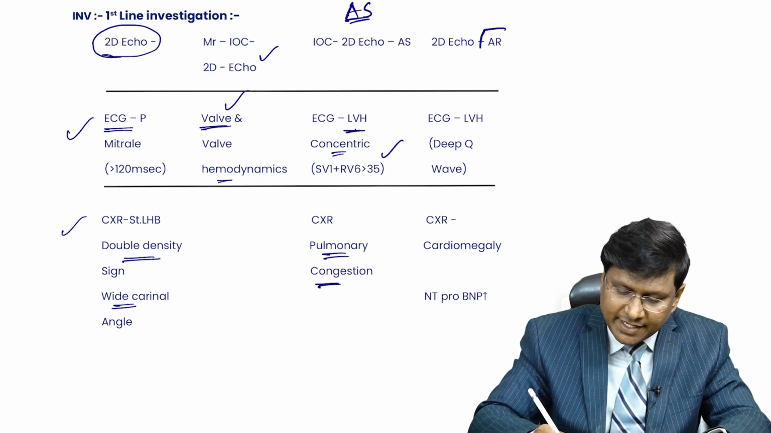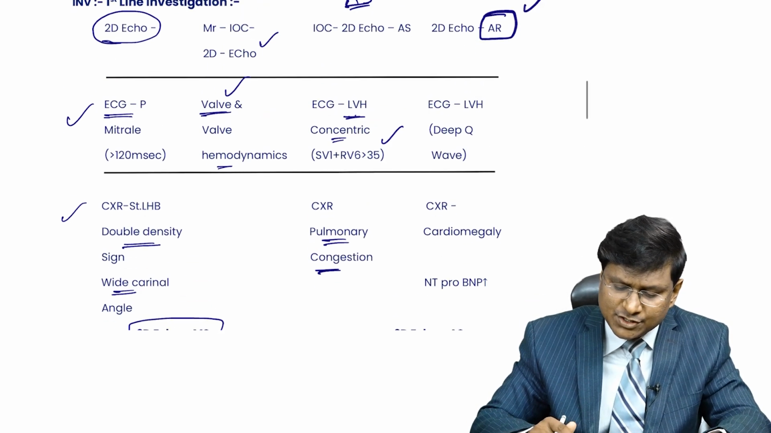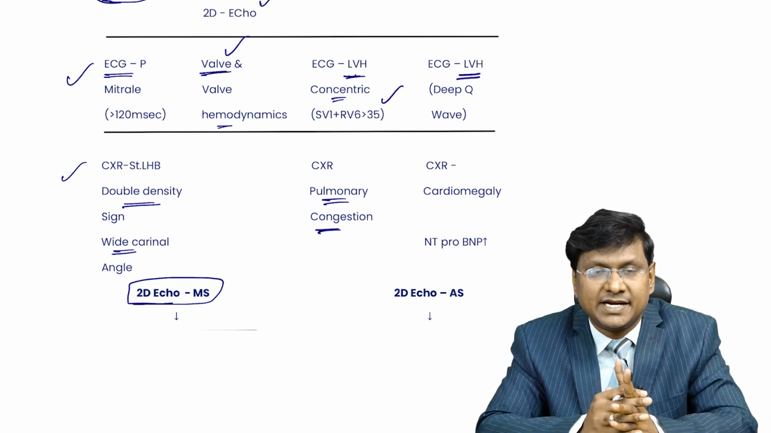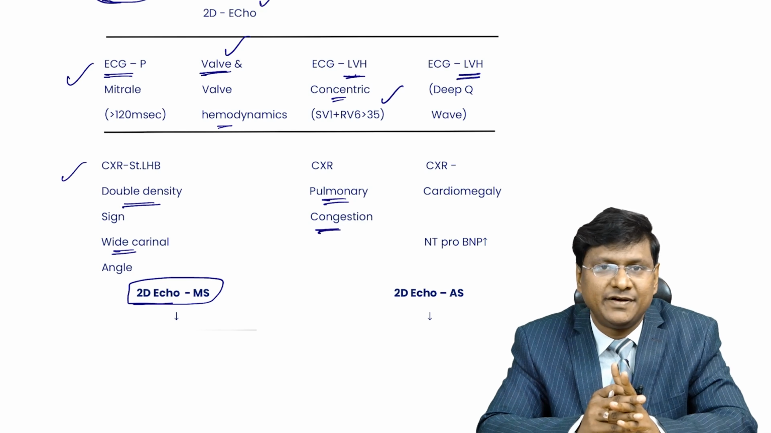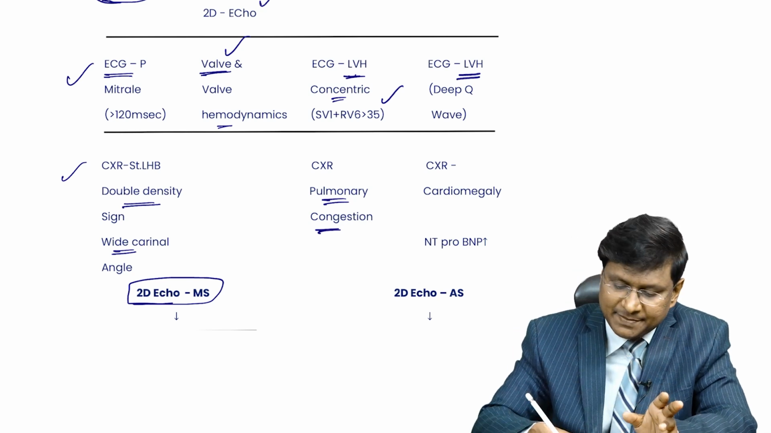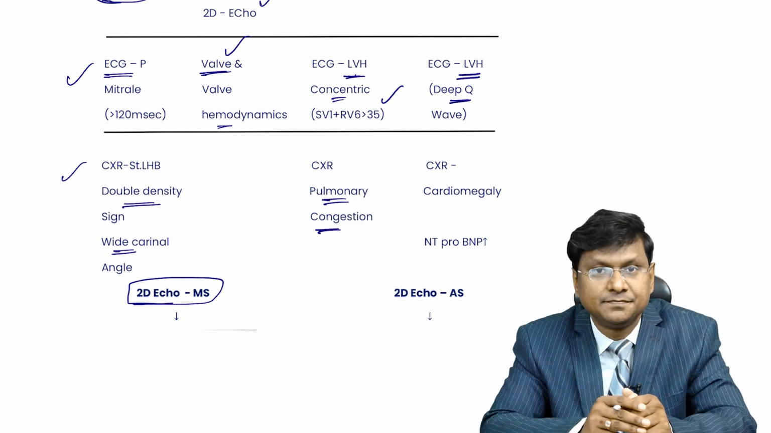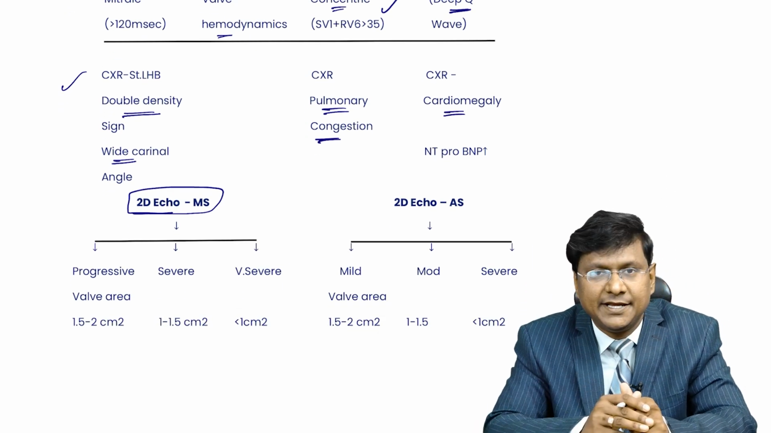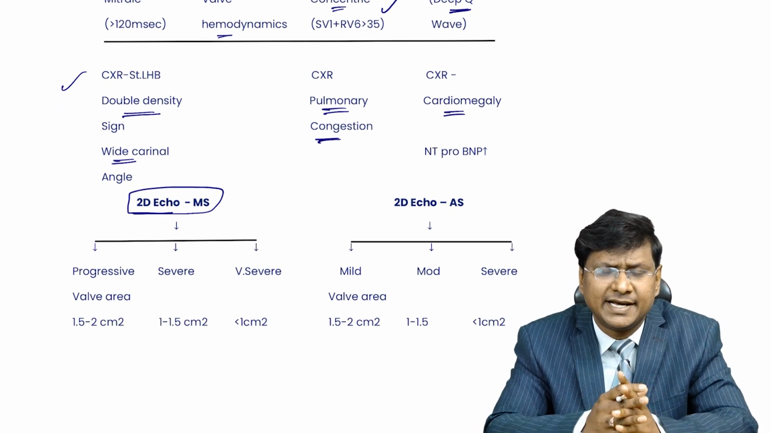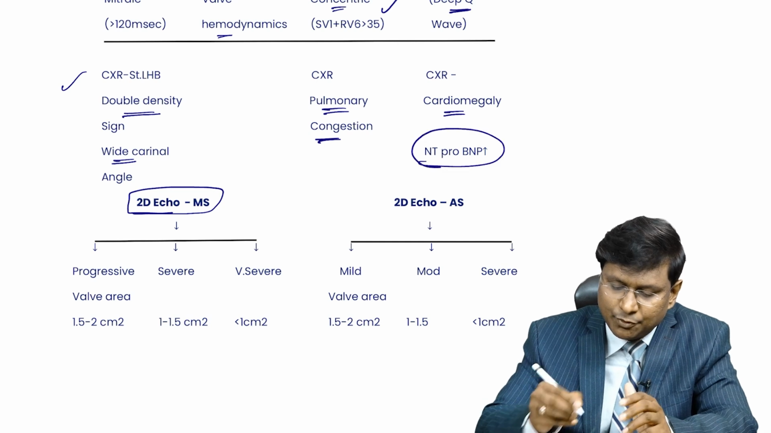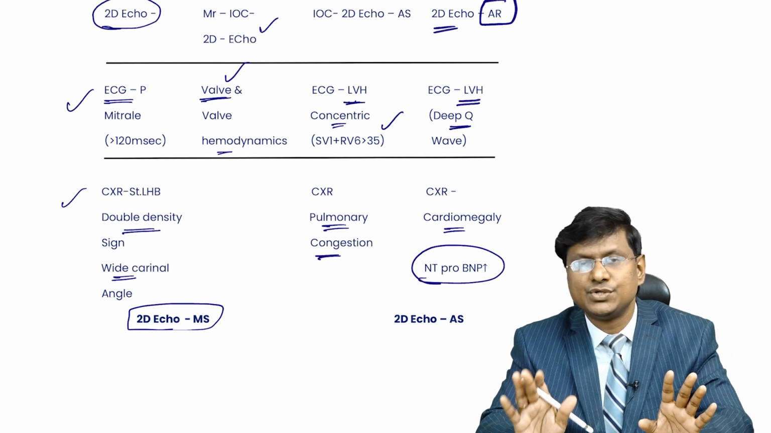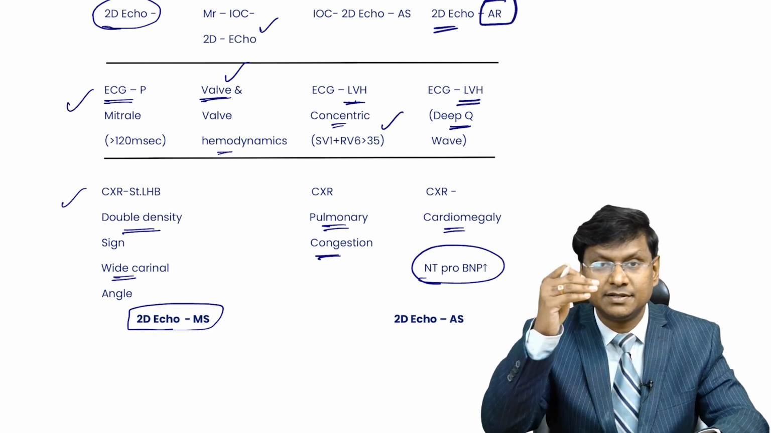Whereas in case of the AR, the ECG will show you that there is left ventricular hypertrophy, and the type of left ventricular hypertrophy that you will have is eccentric left ventricular hypertrophy, where you have the presence of the deep Q waves, right? And the chest X-ray will show you that there is cardiomegaly, and because of left ventricular dilatation, you will notice that the NT-proBNP is increased. And again, the first line investigation is always 2D echo, and the 2D echo will demonstrate the regurgitation.